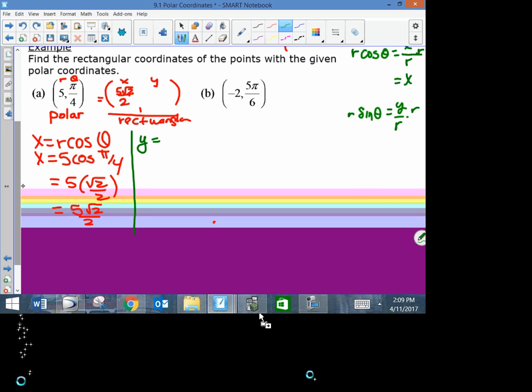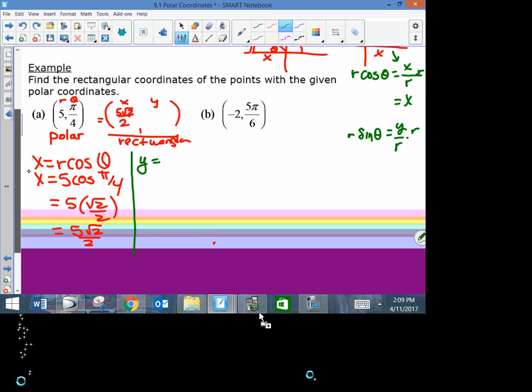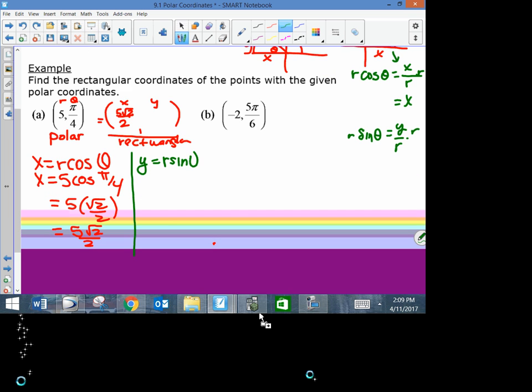All right, the y is going to be done the same way. y equals, from your toolbox, r sine theta. r is 5, theta is, I'm getting ahead of myself, pi over 4. Sine of pi over 4 is the same thing. There's your y. You're done. Okay? The only reason you had them the same is because of the sine and the cosine of pi over 4. Okay? Any questions? You want to try part B by yourself?